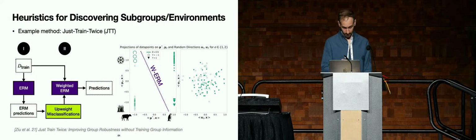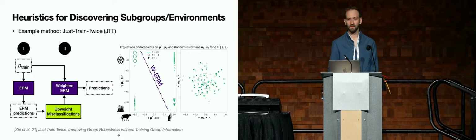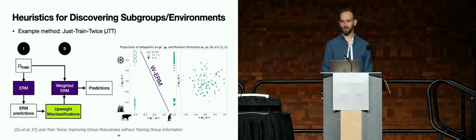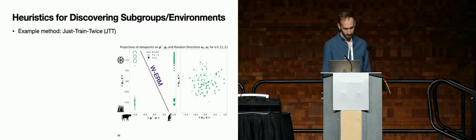The reason this happens, of course, is that this method mimics the reweighting procedure that Aahlad talked about, because the mistakes corresponded to the minority groups that we talked about earlier, and once we upweight them, we get something similar to the solution we saw earlier.